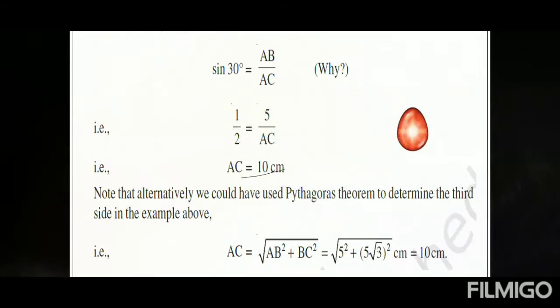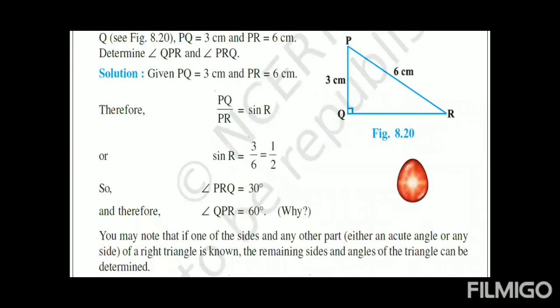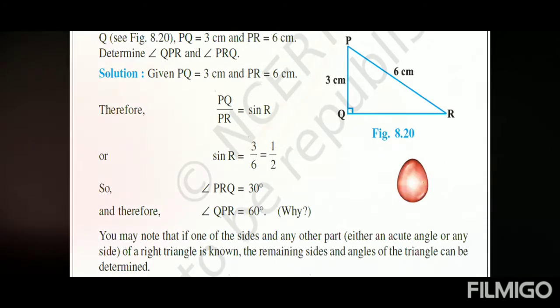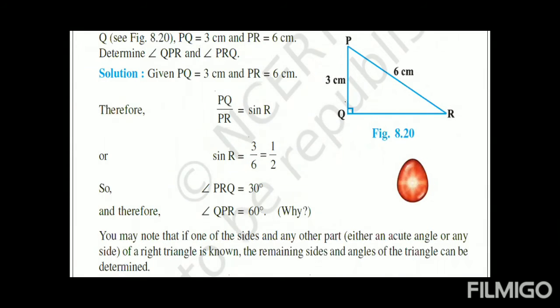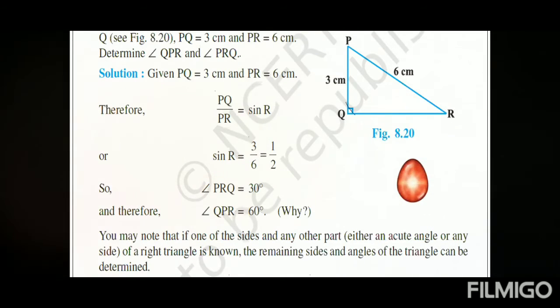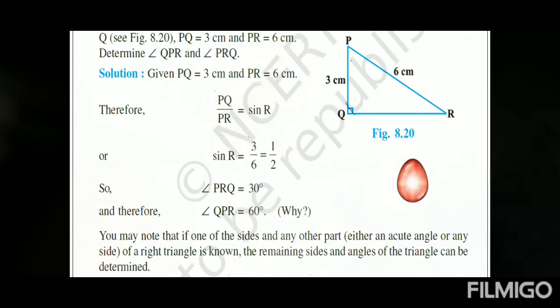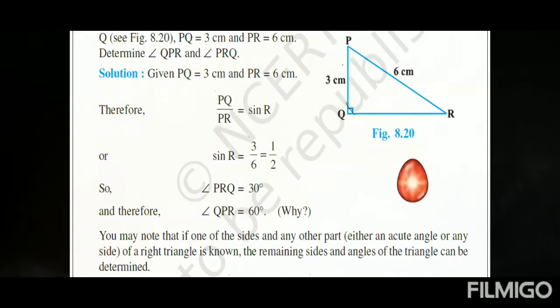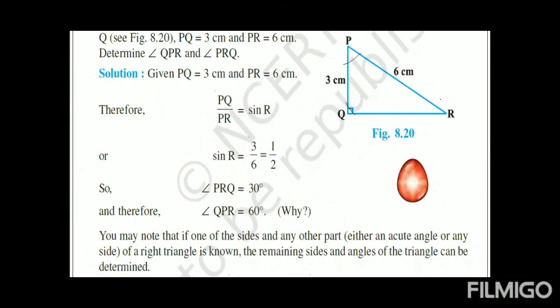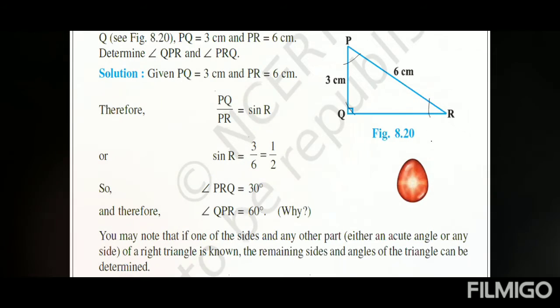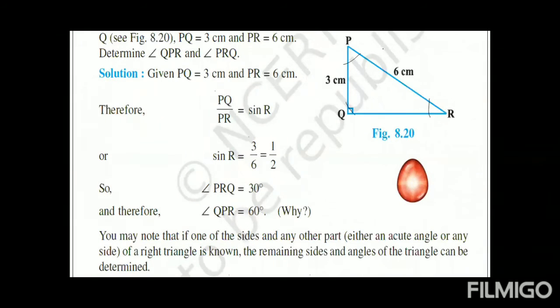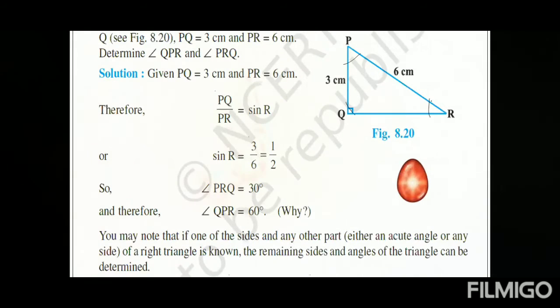And now we are moving to the next question. Example 7. In triangle PQR, right angled at Q, you could see that Q is the right angle. PQ is 3 centimeter and PR is 6 centimeter. Determine angle QPR and PRQ. So this is so simple. Now we will find from angle R.